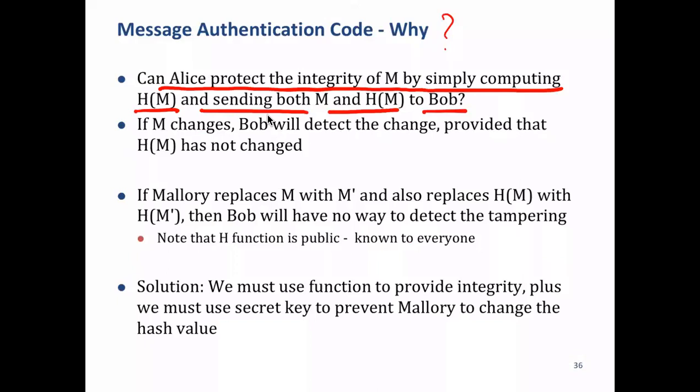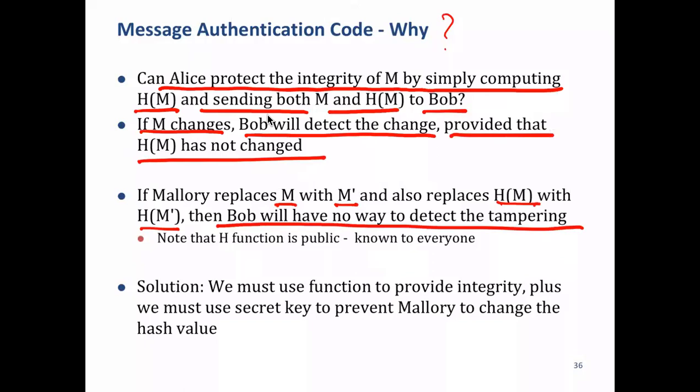Now Bob can find out that Mallory in between has tampered with message M, provided the hash of M, which was calculated by Alice, is not tampered by Mallory. So if M changes, Bob will detect the change, provided that H of M has not changed. What happens if Mallory replaces M with M dash and H of M with H of M dash? Then Bob has no way to detect tampering. Is it right?